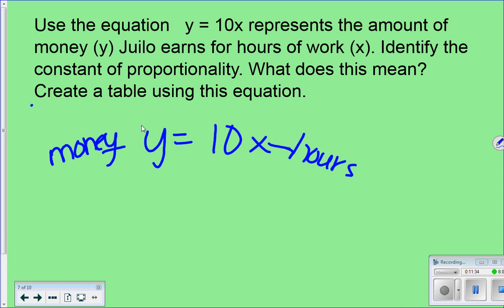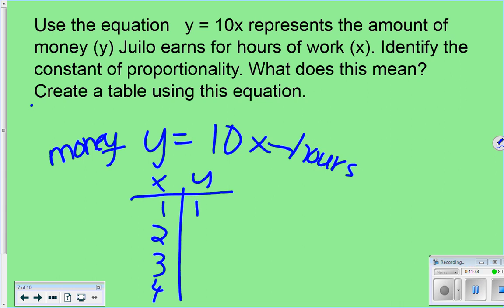Create a table using this equation. So let's create the table first before we figure out what it means. So let's do x and y. Let's do 1, 2, 3, 4. So if he works 1 hour, how much is he going to make? If he works 2 hours, how much is he going to make? Okay, it's going to go like this, right?